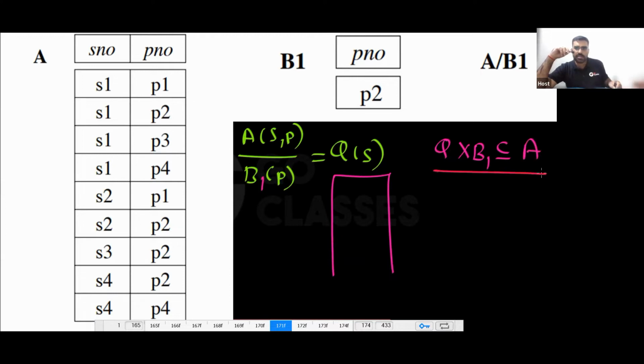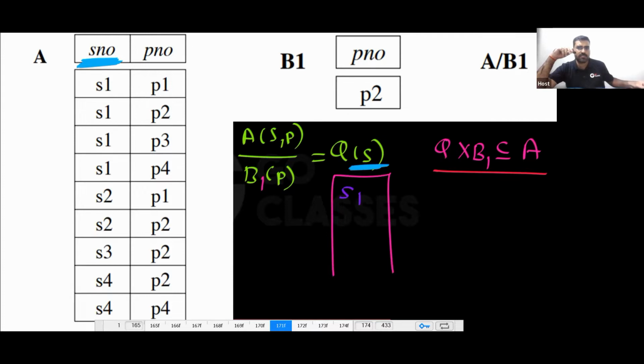Remember, this must be a subset of A, and this would be largest. So tell me, first of all, can I put S1? Remember, this is S, so only focus on this S. Only you can have S, because the schema of Q is S. In this Q you can only have S number. So focus on S. Can I have S1?